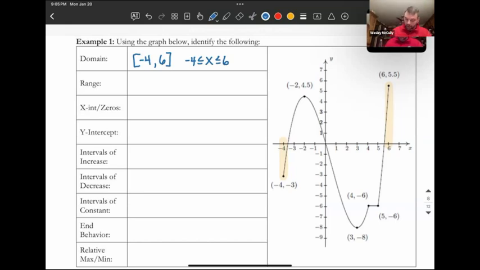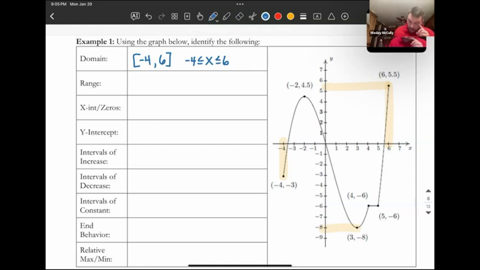Okay, now the range, similarly, we're looking at the y values. What is the highest y value? Looks like 5.5 is the highest y value. And the lowest y value way down here is negative 8. And if we look at the curve, it's continuous all the way through the entire curve. So every y value is on that curve between those two numbers, negative 8 and 5.5.